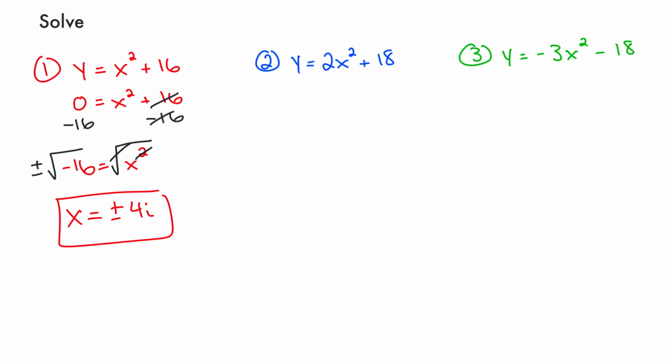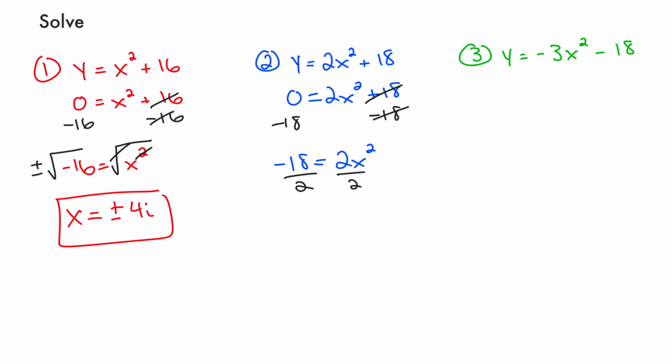Problem number 2, I have y equals 2x squared plus 18. I'm going to do this one a little faster. Set y equal to 0. I'm going to solve for x by getting rid of the plus 18 by subtracting 18 from both sides. That leaves you with negative 18 equals 2x squared. I have to get rid of multiplication and division next, so I'm going to divide both sides by the positive 2. That leaves me with negative 9 is equal to x squared. I square root both sides to get rid of the second power. Don't forget your plus or minus symbol. That means x is going to be equal to plus or minus the square root of negative 9, which is 3i.